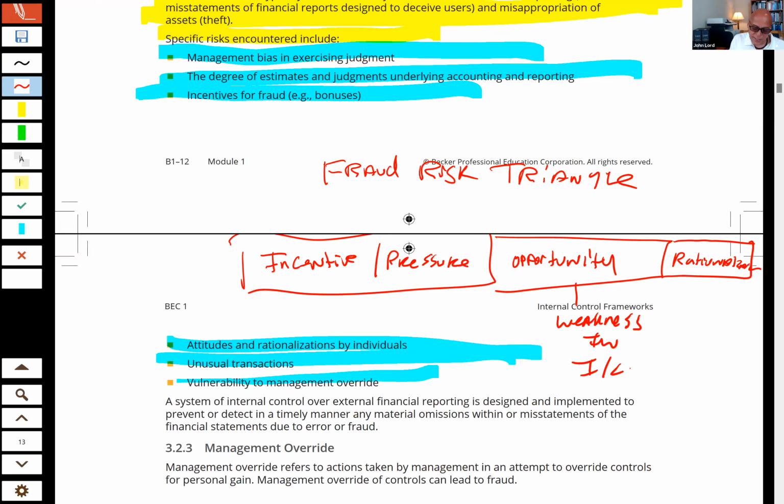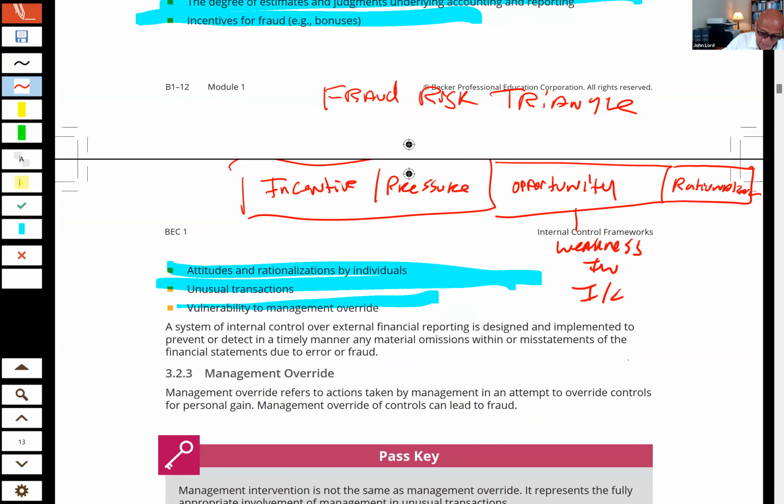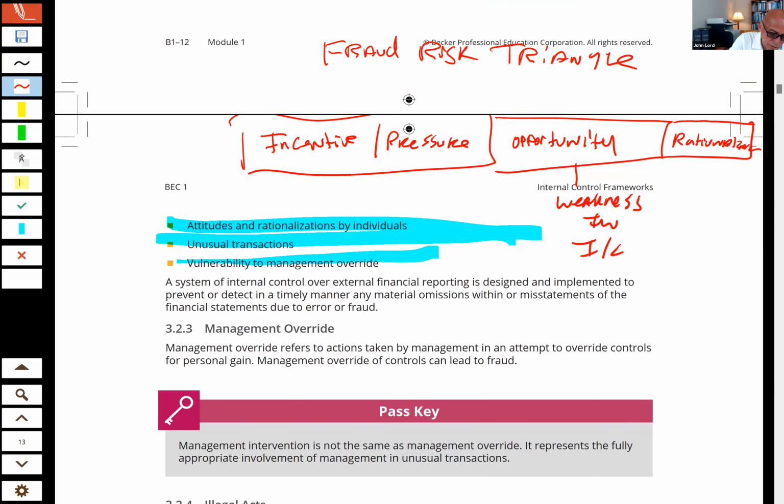Okay, and basically, when you're considering the potential for fraud, you're looking to see, do we have these factors, and how do we address these various factors? Okay, and then they give some specific risks that would fall under these larger headings of the fraud risk triangle.